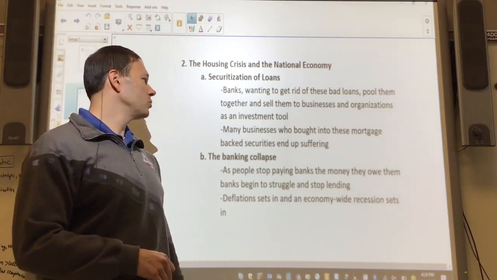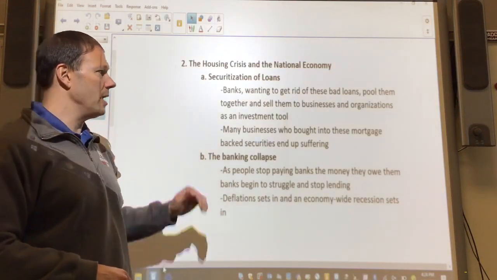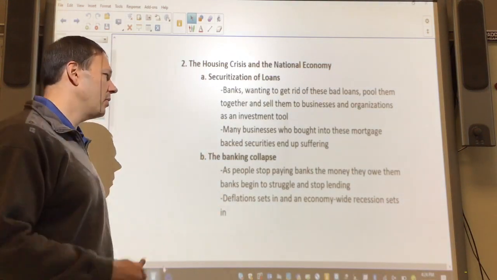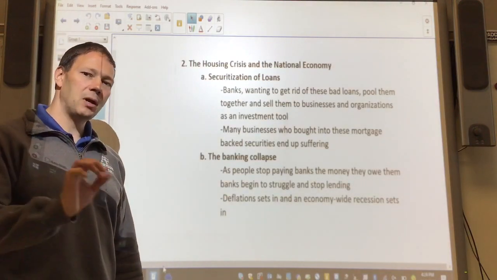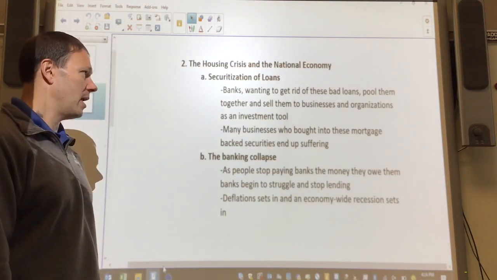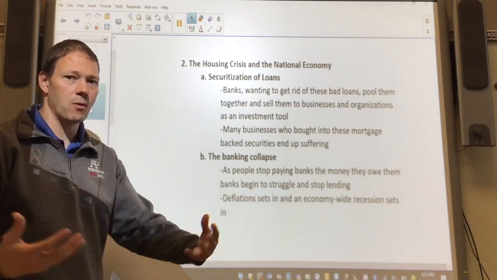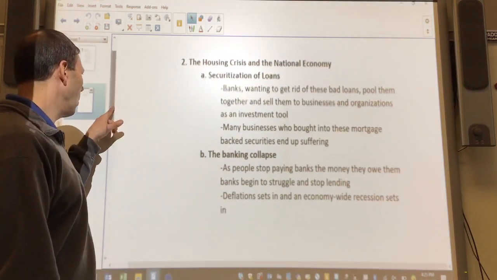This is what a lot of companies were getting into. So a lot of businesses that were buying these, again, have nothing to do with real estate. They end up suffering big time because of these mortgage-backed securities that they ended up buying. And so that was why it had such far-reaching effects into the economy as a whole.